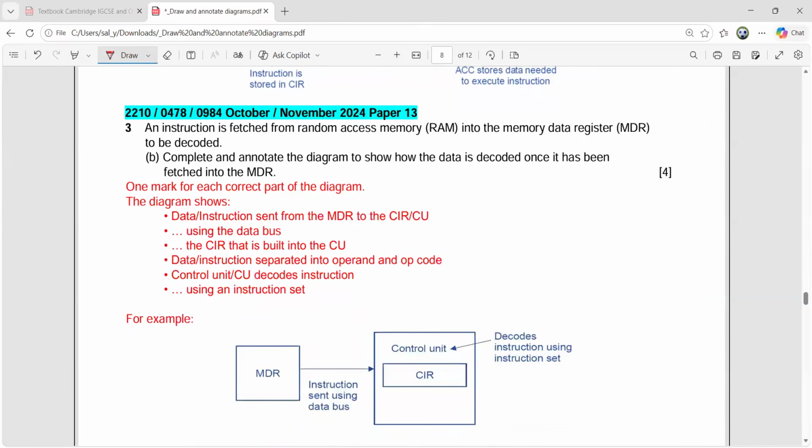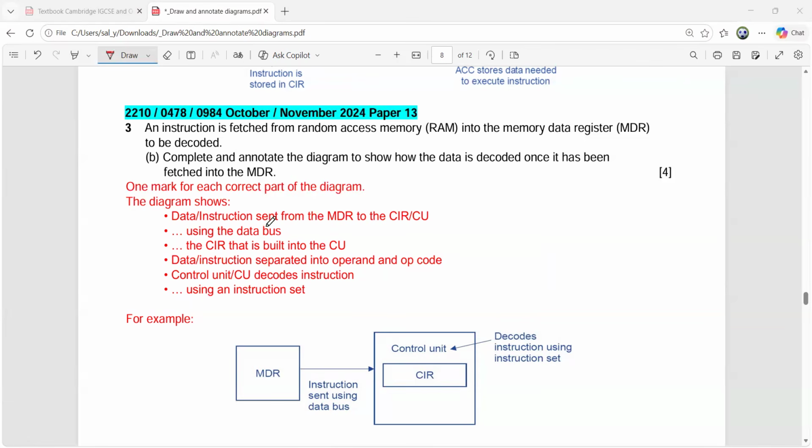October-November 2024, paper 1-3. An instruction is fetched from RAM into the MDR to be decoded. Complete and annotate the diagram that shows how the data is decoded once it has been fetched into the MDR. Now, this is again linked with the same, but it's a bit different. So let's see what the marking points are.